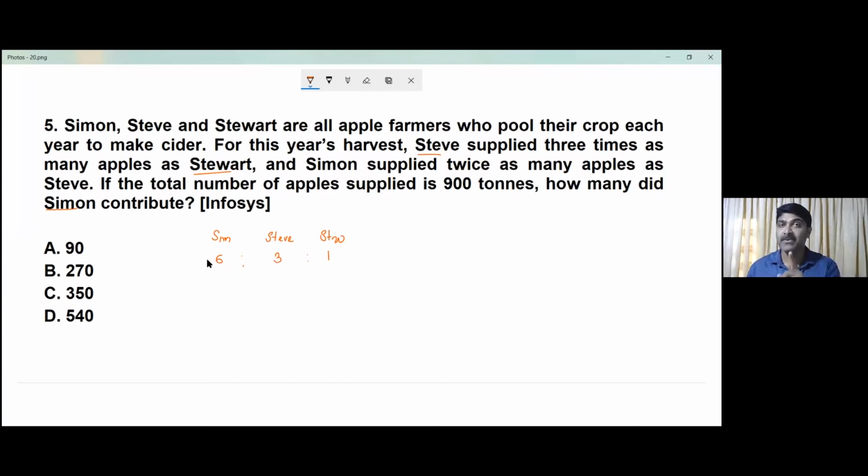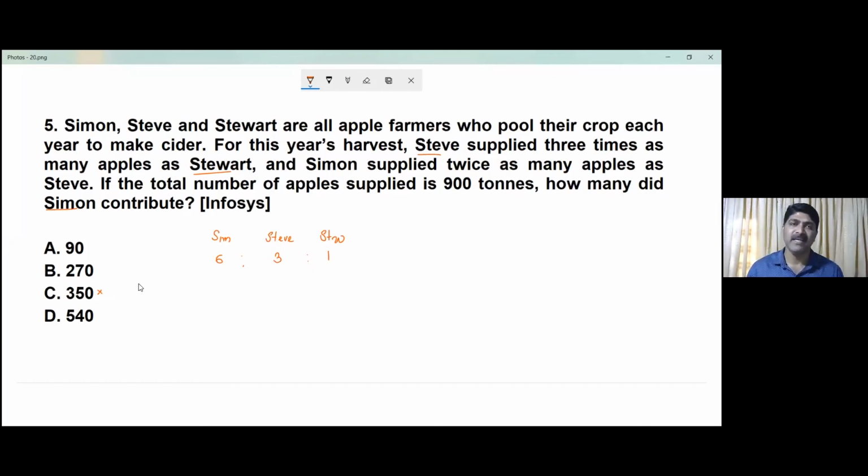That trick, always keep it in your mind, because in most cases you can easily find the answer without doing too many operations. And you should be numerically sound, then only you can easily conclude it. Except 350, all the rest are multiples of 6. That's an unfortunate situation. We cannot easily identify the answer from the given options. Clear? Yes. So here the next point: twice as many apples as Steve. If the total number of apples supplied is 900 tons, what is Simon's contribution?